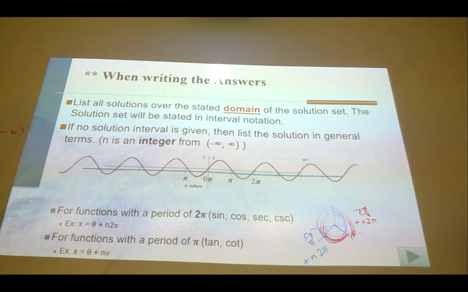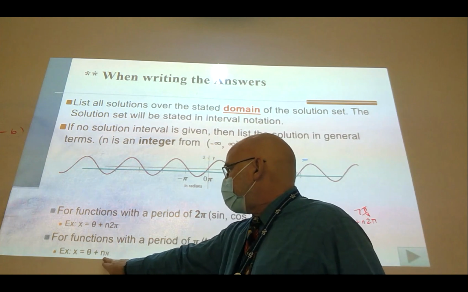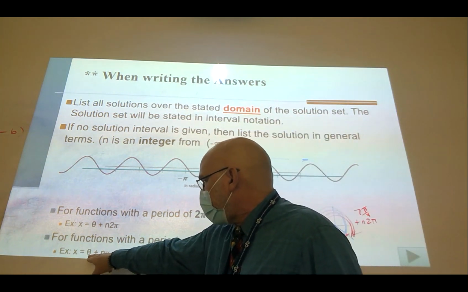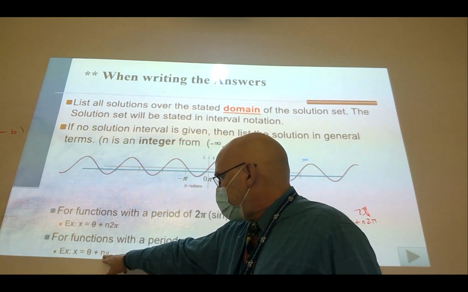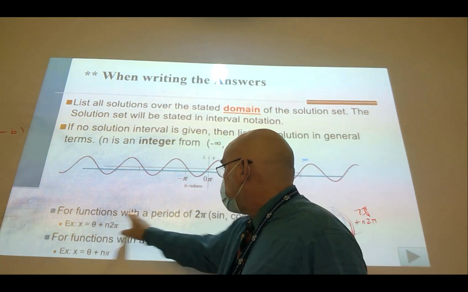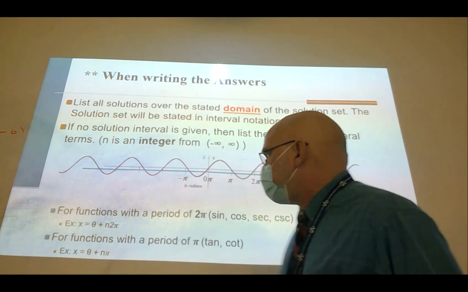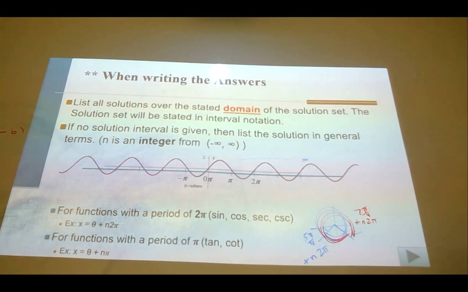Okay, so it just goes halfway around the unit circle before it repeats. Our general answer is going to be of this form. For tangent and cotangent, it's some angle theta plus n iterations of pi. For sine, cosine, secant, and cosecant, it's theta plus n iterations of 2 pi, because the period of secant, cosecant, sine, and cosine is 2 pi. So we have to go all the way around the circle.